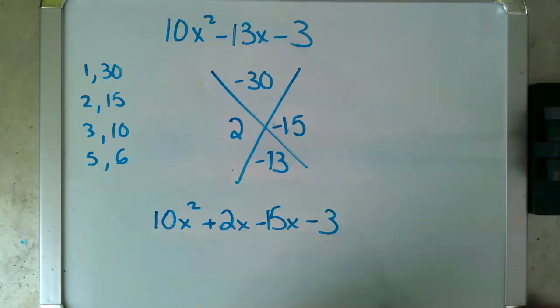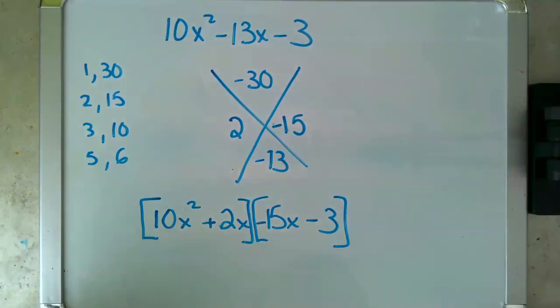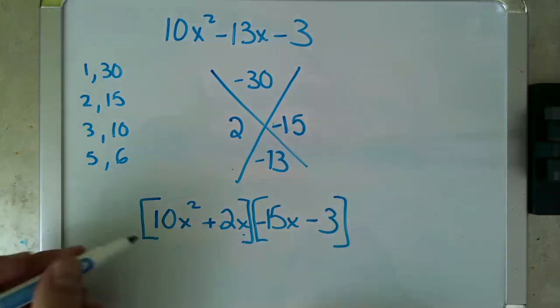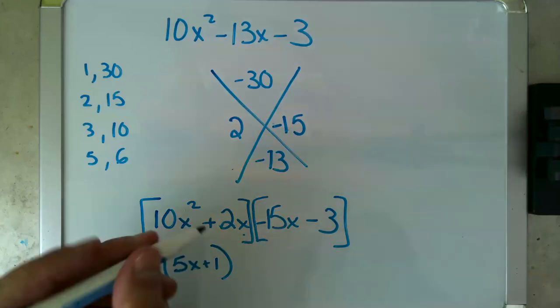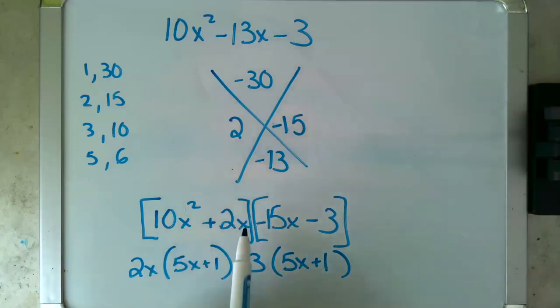Otherwise, let's keep going. I'm going to pull the greatest common factor out of each of my groups. Here, both of these numbers have a 2 in common, and they both have an x in common, and that leaves me with 5x plus 1. And here, whenever I have a leading negative, I definitely want to pull out that negative. So these have a negative 3 in common. And I'm left with positive 5x, because negative 15x divided by negative 3 is positive 5x, and negative 3 divided by negative 3 is positive 1. And that's key because those two things have to be the same.